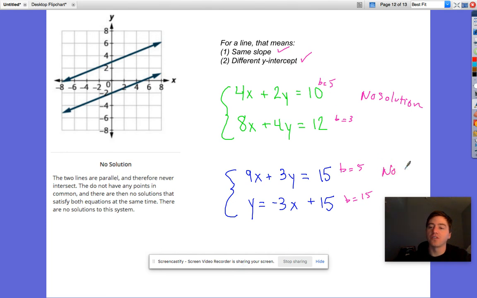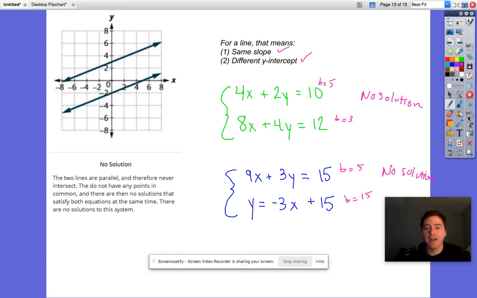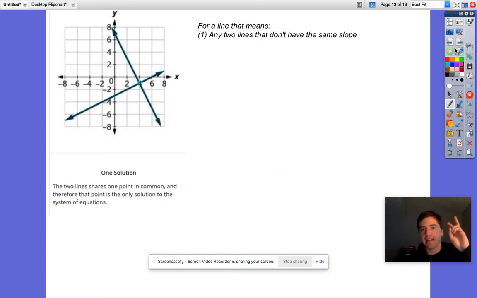This has no solution. And again, if you don't want to go through and solve and just say, oh, this has no solution, just explain why. Okay, yeah, I know this has no solution because I can tell that it has the same slope and a different y-intercept. You can just explain yourself. That is showing your work if you're explaining yourself.